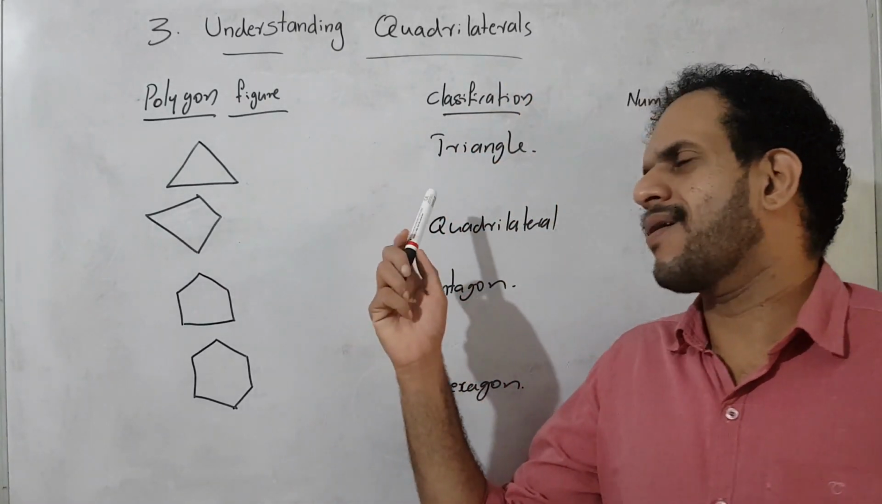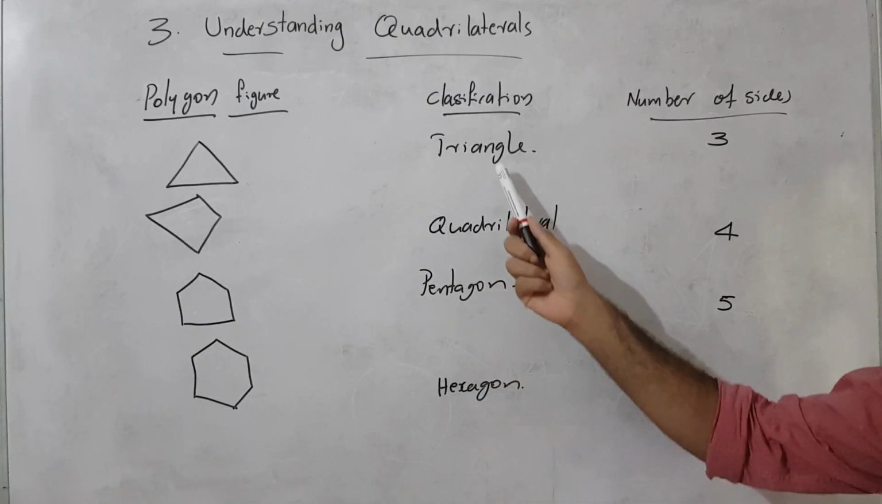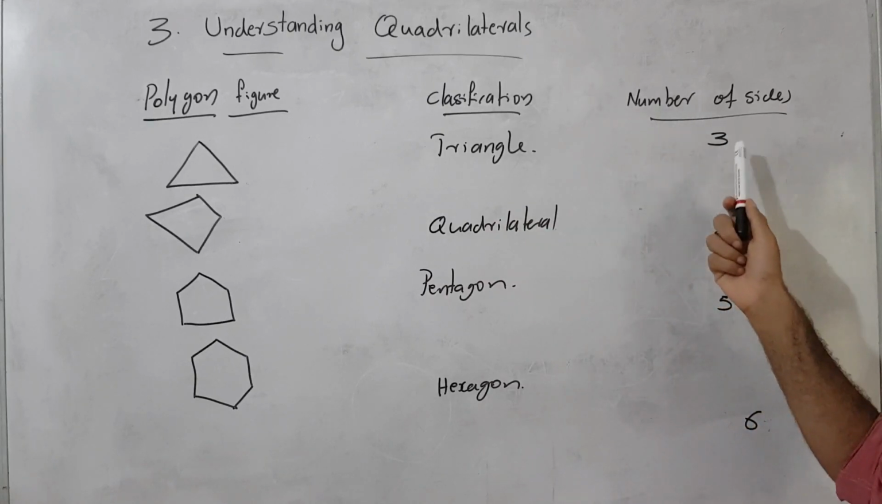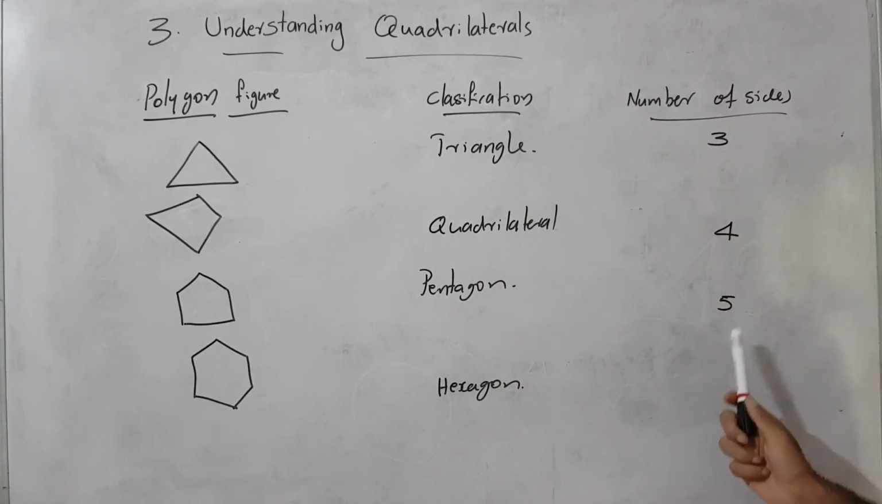We divide the polygons according to the number of sides. These are triangle, quadrilateral, pentagon and hexagon. Triangle means the number of sides is 3. Quadrilateral means the number of sides is 4. Pentagon means the number of sides is 5.